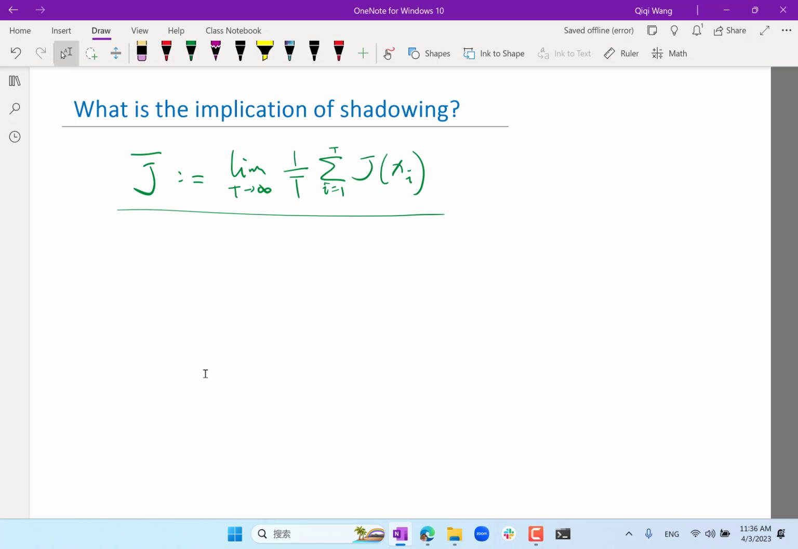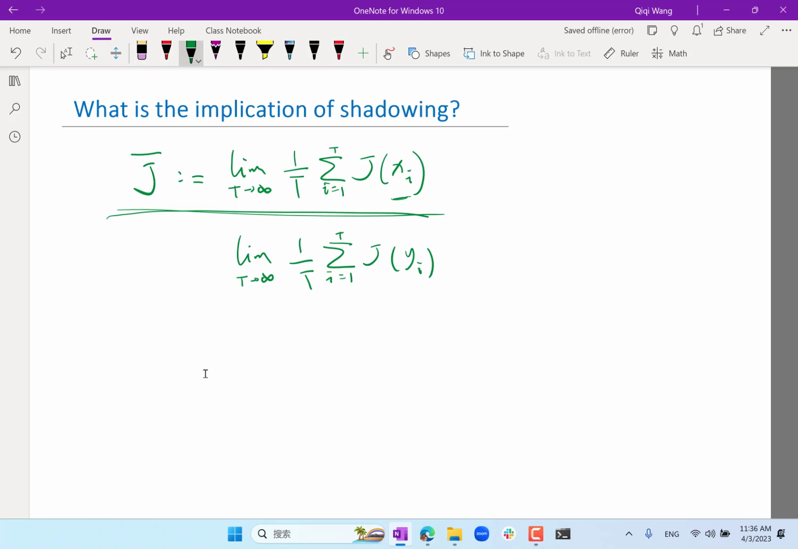And the question is, if you look at the J bar computed between a pseudo-orbit and an exact orbit, that is, 1 over t of the J's computed over x, a pseudo-orbit, versus over y, an exact orbit, what is the difference? So shadowing can potentially give you an answer to that.